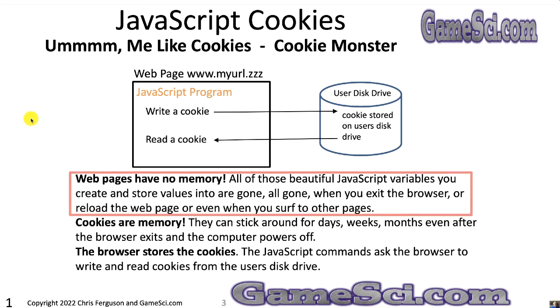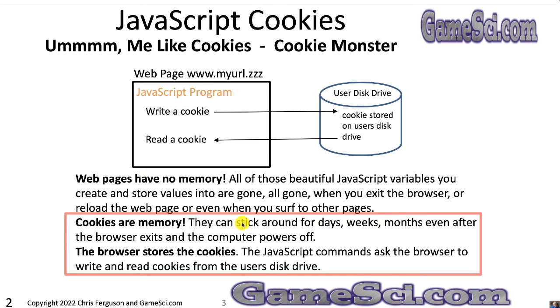Web pages have no memory. All those beautiful JavaScript variables you create and store values into are gone. All gone when you exit the browser or reload the web page, or even if you surf to other web pages. JavaScript programs don't have memory. Their data goes away when the program goes away. Cookies are memory. They can stick around for days, weeks, months, even after the browser exits and the computer powers off. If you want to store some information, you use a cookie in JavaScript.